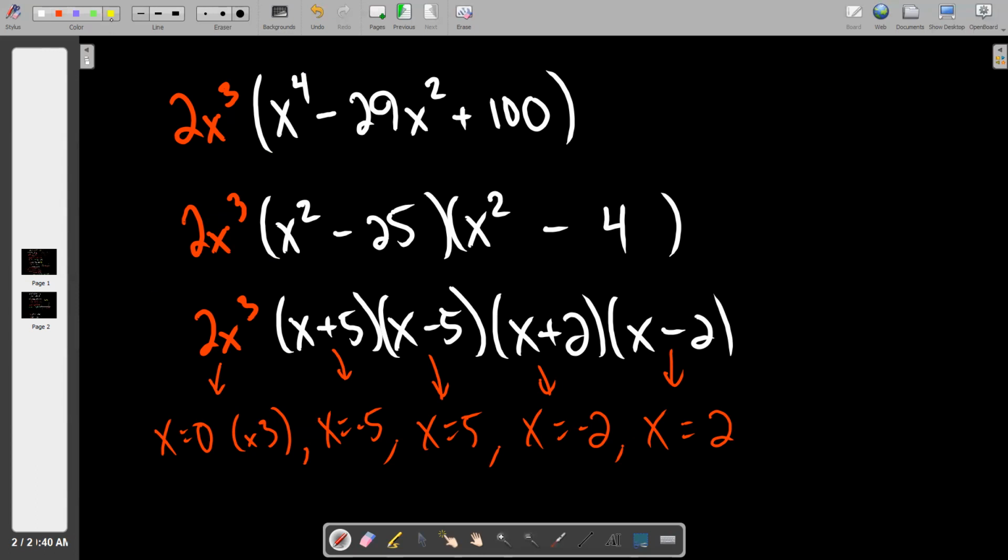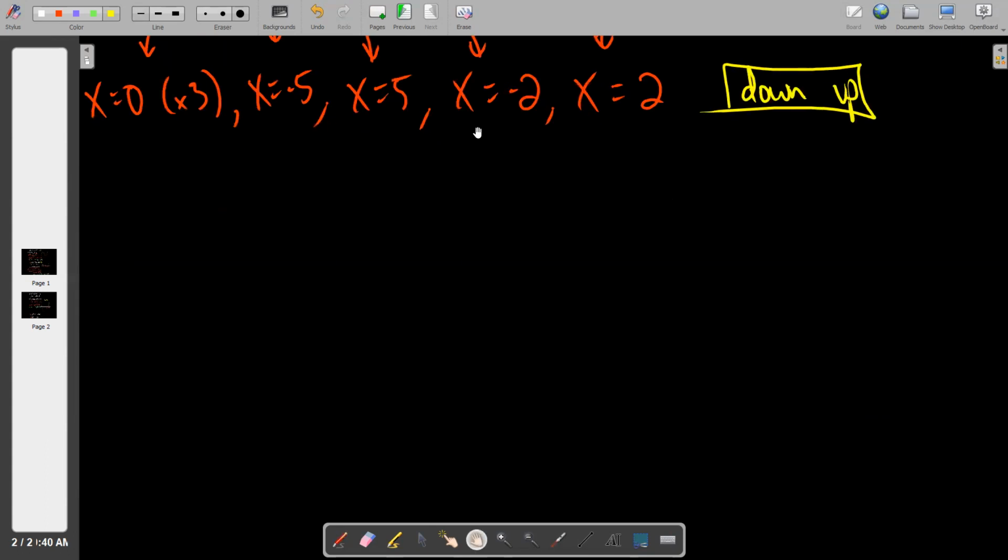So looking back at the original problem, it's an odd positive. So odd positive is down up. So this one goes down on the left and up to finish on the right. And now we can graph. So we need axes, x-axis and y-axis look pretty symmetric to me. So I'm going to go from -5.